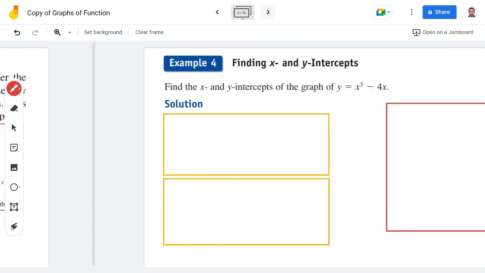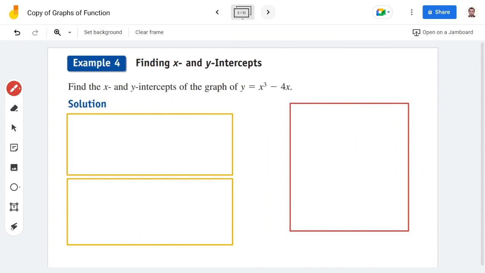Okay, let's continue. Now let's take an example of how we can find the x-intercept and y-intercept. First of all, we have this equation here, which is y equals x to the power of 3 minus 4x. So what type of polynomial is this? Cube, right? Which is third degree. Do you remember what the graph of the cube function looks like? It's like this. Okay, so this is the cube function.